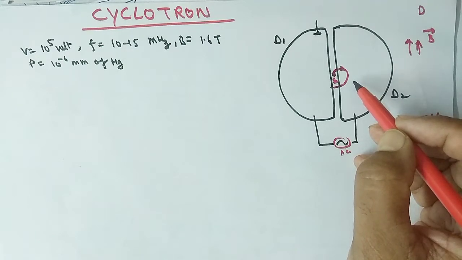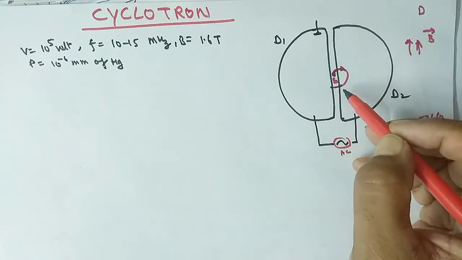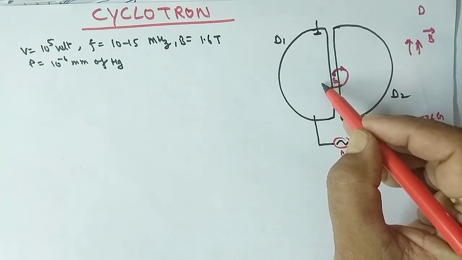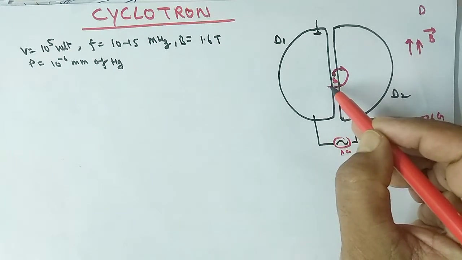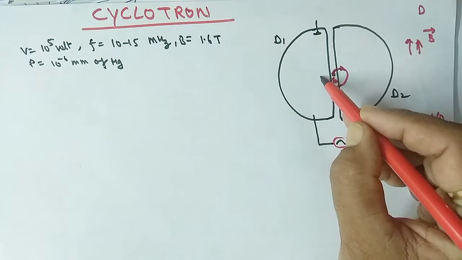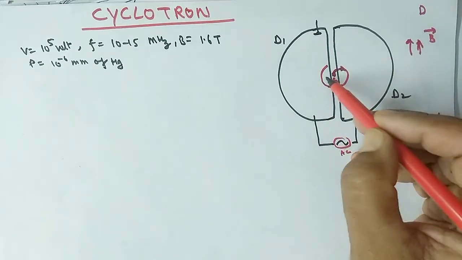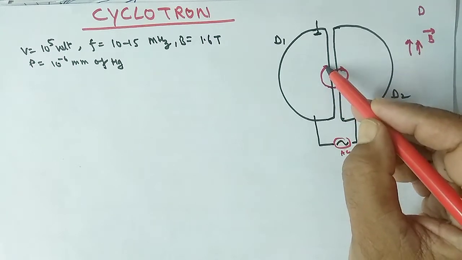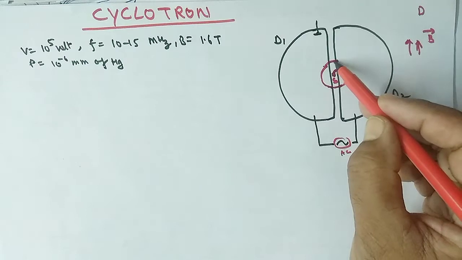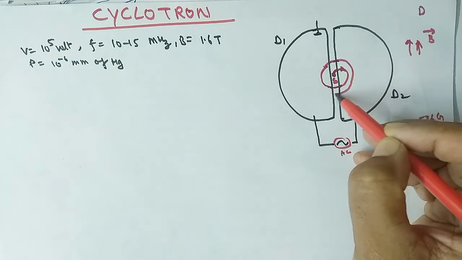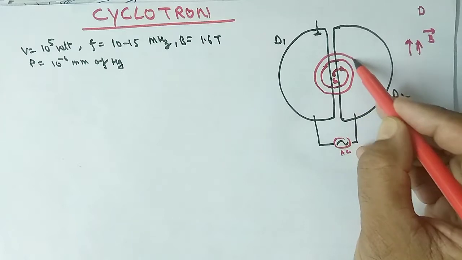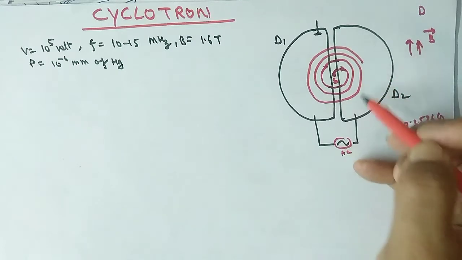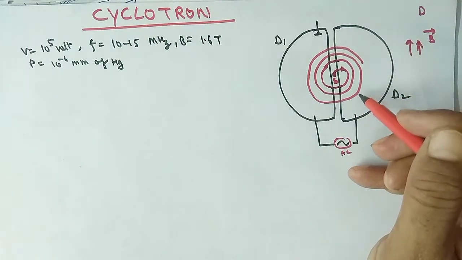After every half cycle, the polarity of the AC is changed. Initially it was positive, so now it will become negative. So the positive charge particle will be attracted, and then it will become negative again. In this way the positive charge particle will keep moving on a circular path like this, and in every cycle its speed will increase.